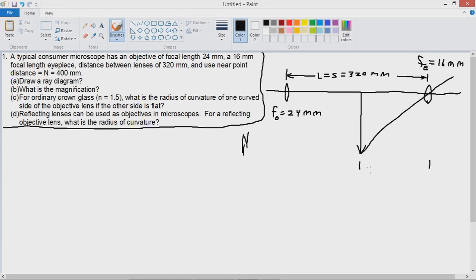And Halliday and Resnick uses the number 25 centimeters. It depends on the person. Different people will view things in focus at different lengths. Remember that near point distance has to do with you looking at it with your eyeball. And different people focus the microscope at different distances. 25 centimeters is common, which Halliday and Resnick uses. For this problem use 400 millimeters.